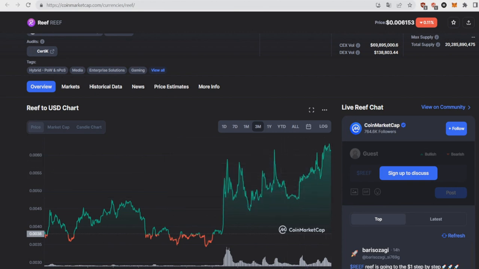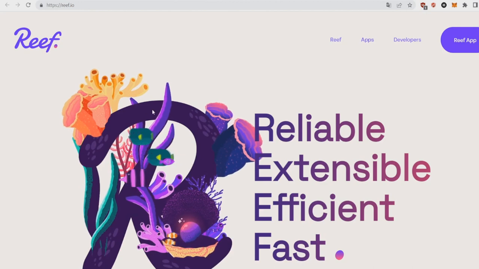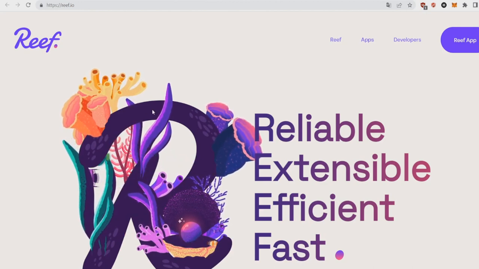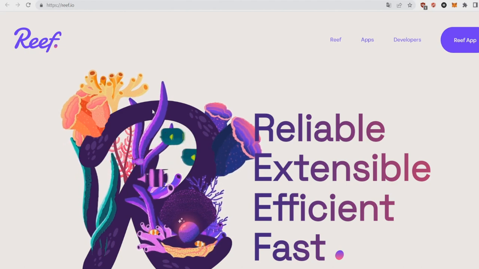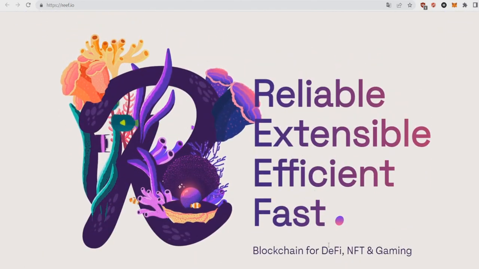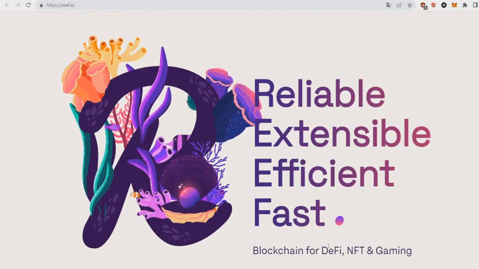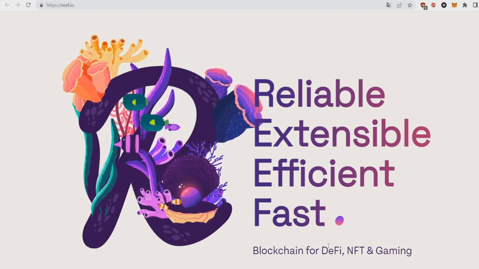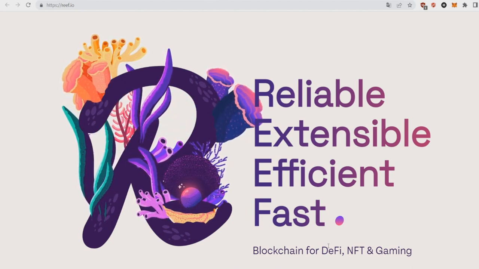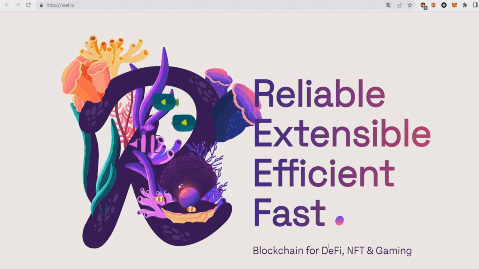And what is Reef Token and why am I bullish? Reef Token stands for Reliable, Extensible, Efficient, and Fast Crypto Blockchain for DeFi, NFT, and Gaming. So they got everything. They're on Ethereum, guys, so they got the security of Ethereum. They got low transaction fees.